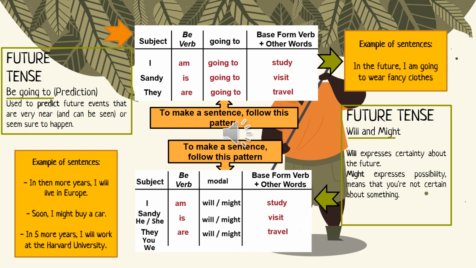The example sentence here: in 10 more years I will live in Europe. In 10 more years is an example of a time expression in the future. I is the subject, will is the modal, followed by verb 1, here live. Next, soon I might buy a car. Soon is an example of a time expression in the future. I is the subject and the modal here is might. After that, followed by verb 1, buy.